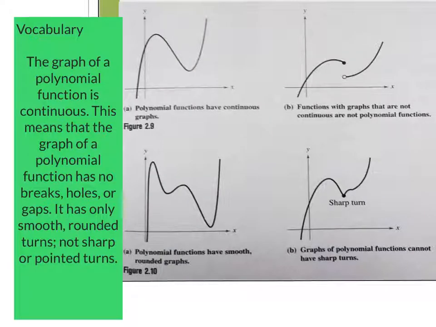So just a little vocabulary. It says the graph of a polynomial function is continuous. This means that the graph of a polynomial function has no breaks, holes, or gaps. It has only smooth, rounded turns, not sharp or pointed turns.